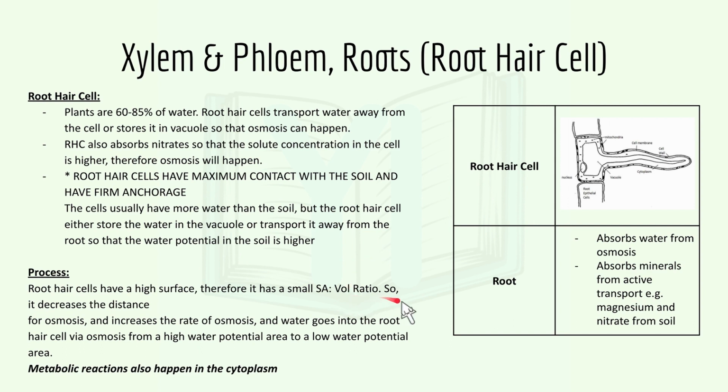For the process, root hair cells have a high surface area to volume ratio, so it decreases the distance for osmosis and increases the rate of osmosis. And water goes into the root hair cell via osmosis from a high water potential area to a low water potential area. And the metabolic reactions also happen in the cytoplasm. So you can have a read for yourself for the root hair cell and the root. So we'll move on now.